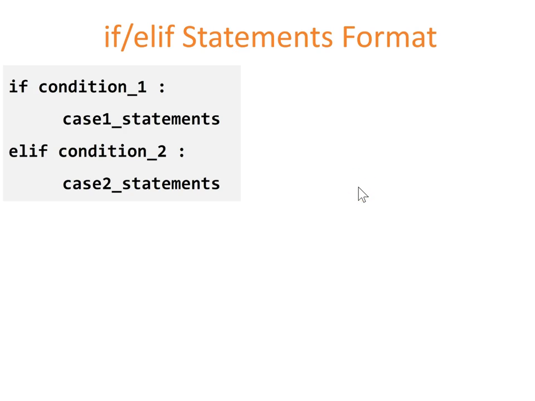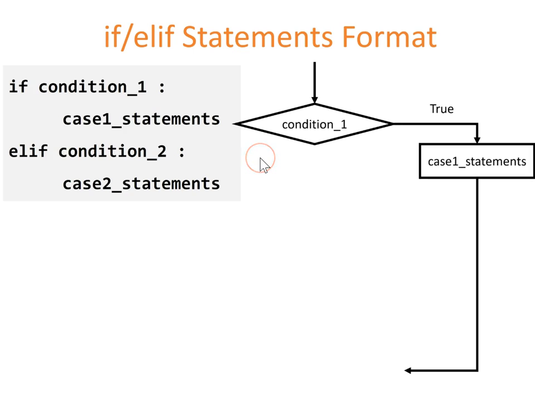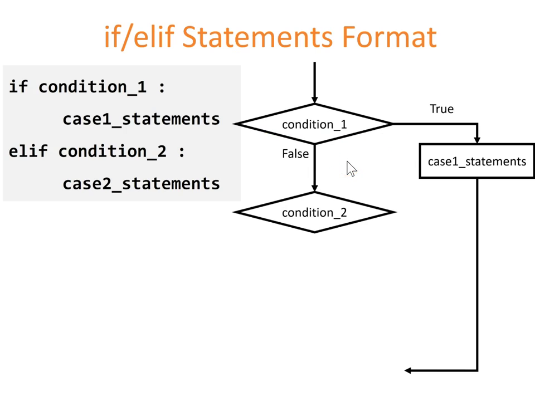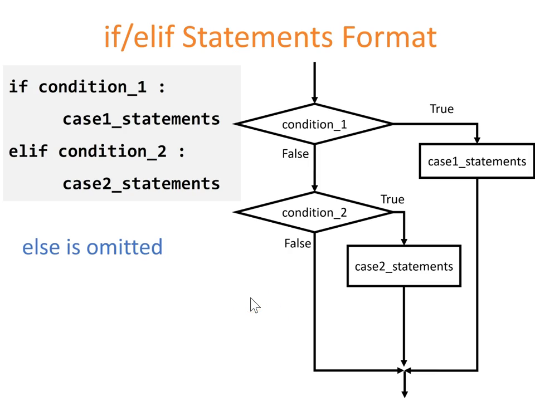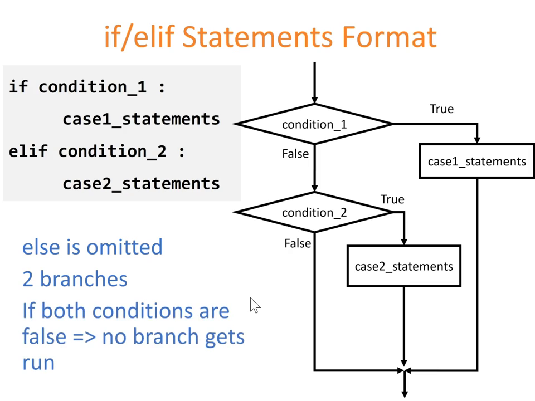We can actually omit the else part. Without else, the statement looks like this. How does this one work out? If you check the first condition and it's true, then you run the case 1 statement. If false, you move on to check condition 2. If condition 2 is true, then you run the case 2 statement. If false, then you skip the case 2 statement, and after that, you run the code after this if-else statement. In this case, else is omitted. There are only 2 branches. If both conditions are false, then no branch gets run.